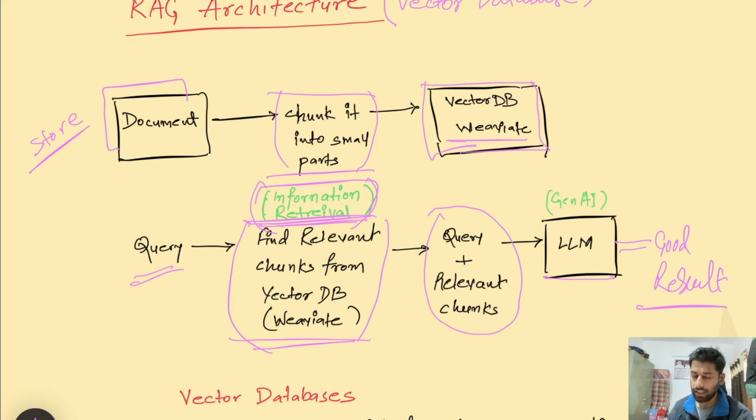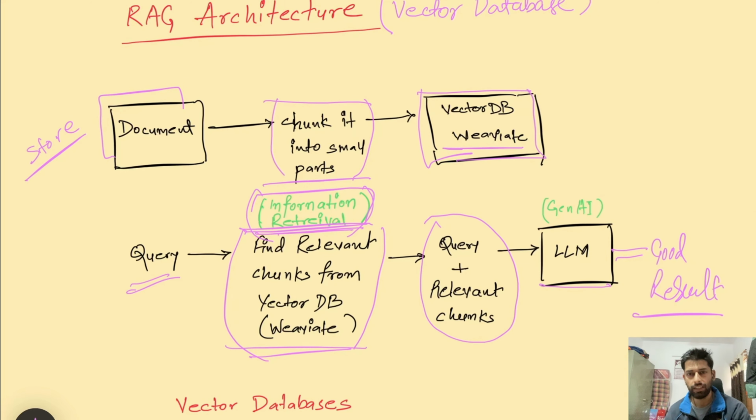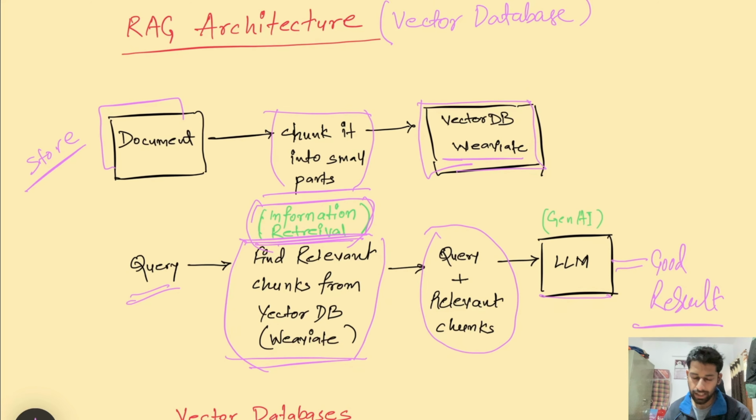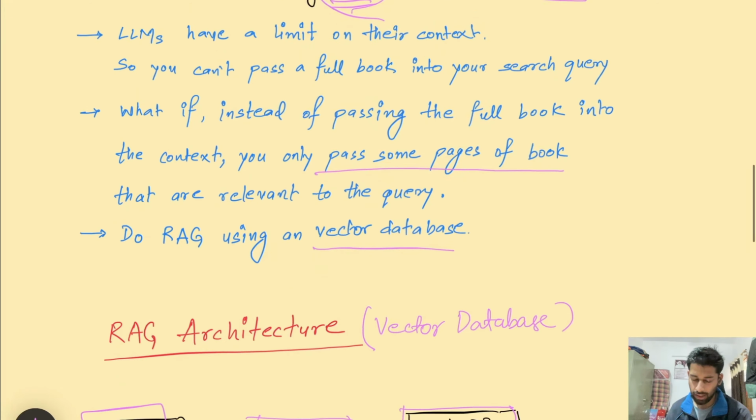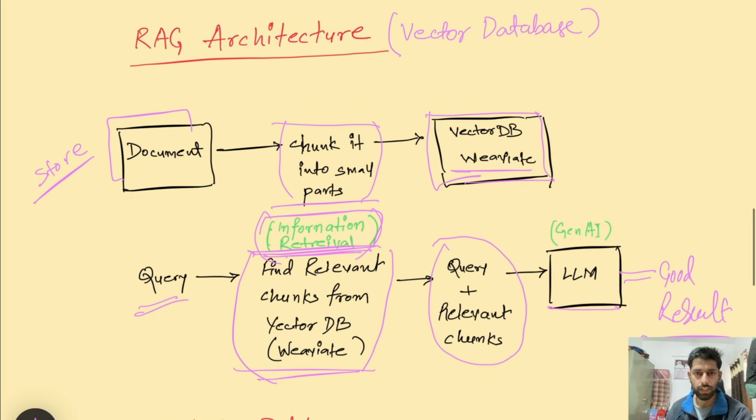Here you can see that if we use such a system, then there is a very high chance that we are going to get a good output, and it will resolve all these problems of an LLM as well, which are outdated, public data only, limited context. So RAG helps us in overcoming all this.